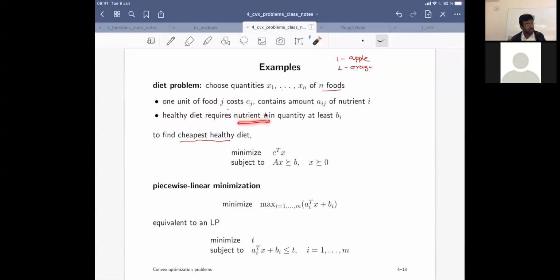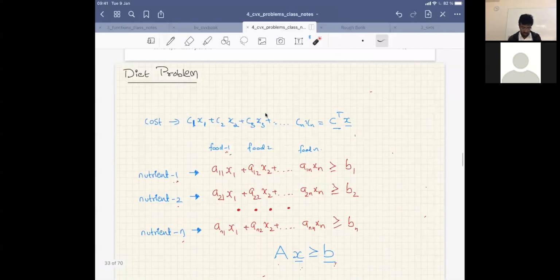So I should have nutrient i, for example vitamin A, at least b_i. So there is some threshold. From the diet, the vitamin that I'm getting should be greater than that threshold. That's the concept. So how do we make an optimization problem of this? So we have the diet problem.